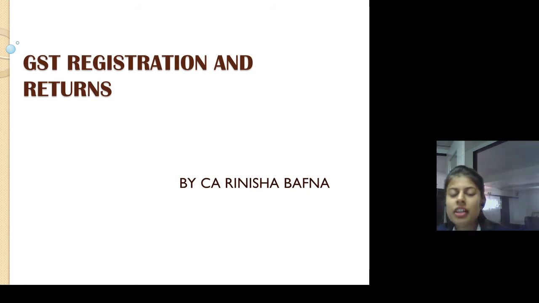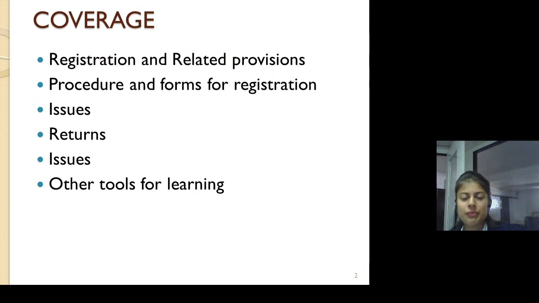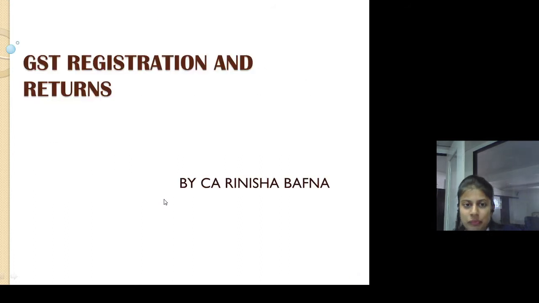Today's topic is GST registrations and returns. For this, I am going to start with registrations, and as time permits, I will continue with extra issues also which we face while doing this registration and returns. So today's agenda will be: first I will take registration and related provisions, then the procedure for registration and various forms which are there for registration, then issues, followed by returns, then issues relating to returns, and then some other tools which will be there for learning.